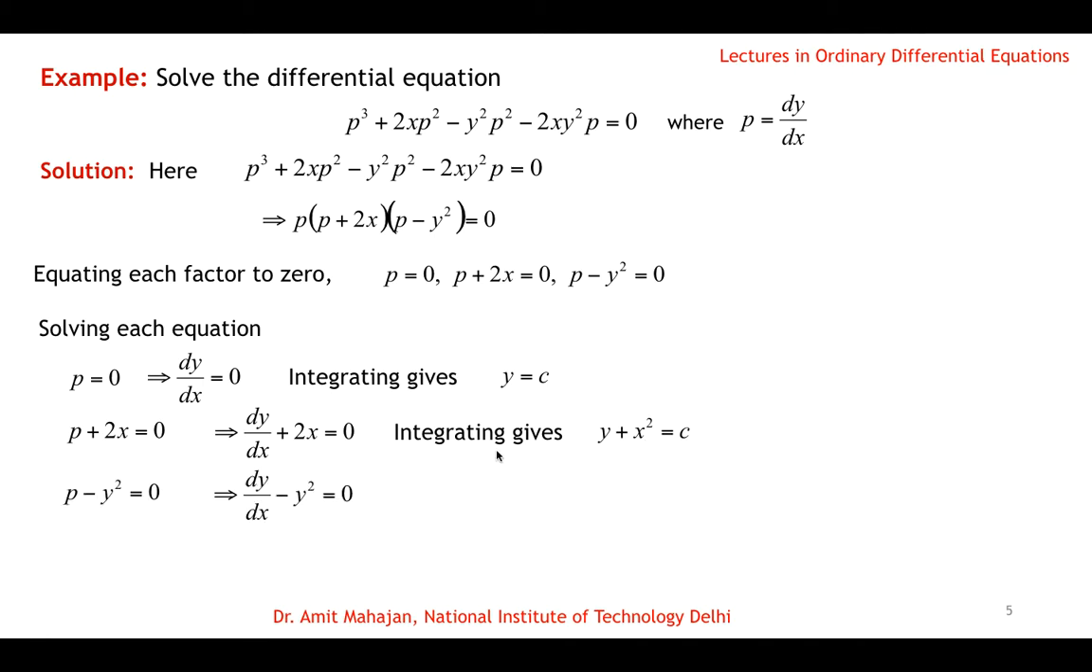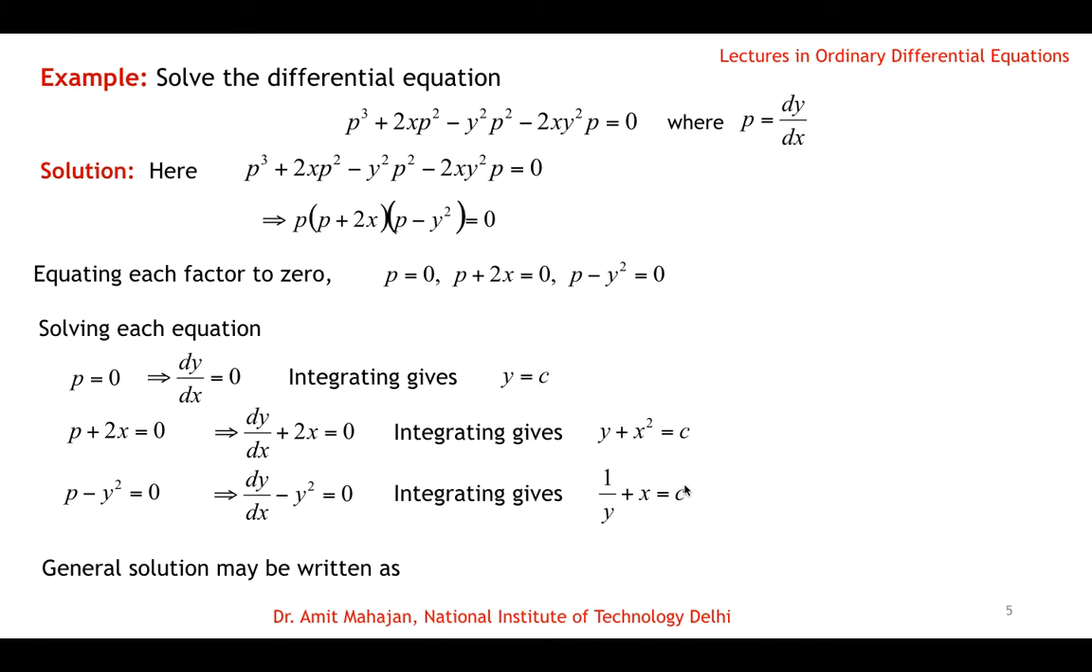P is dy by dx. Okay, so it's a non-linear first order first degree. So we can again use separation of variables here. So we can separate and integrate, and we'll see that 1 by y plus x is equal to c is the solution. So the general solution may be written as a product of these three.